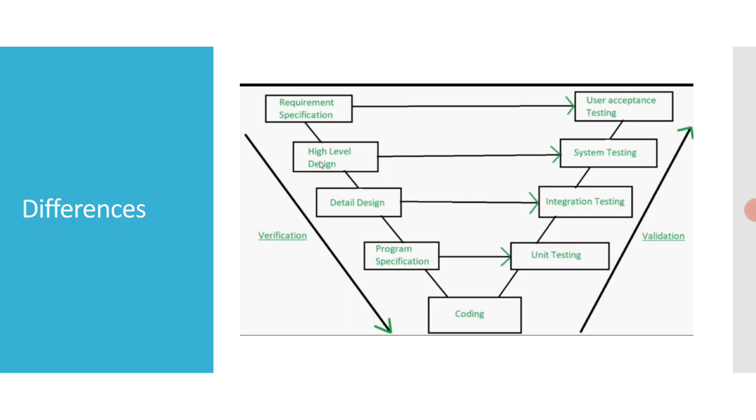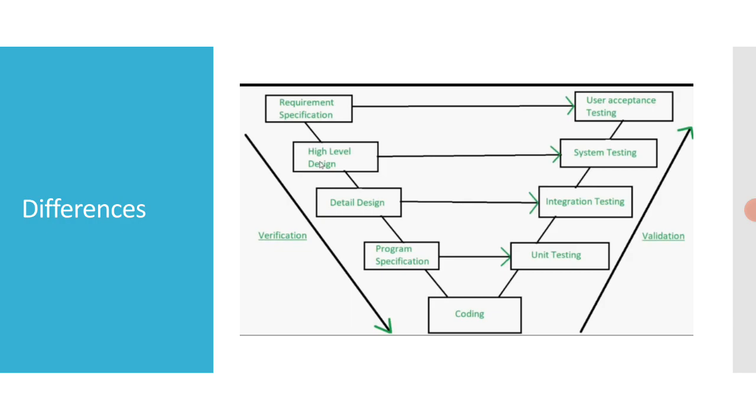We have a requirement specification, high level design, and then we go into the detailed design and then program specification and coding. After that, we do unit testing, integration testing, system testing, and user acceptance. This is how it is correlated. Verification means, are we building the software right? So we do it before coding. That means during the development process.